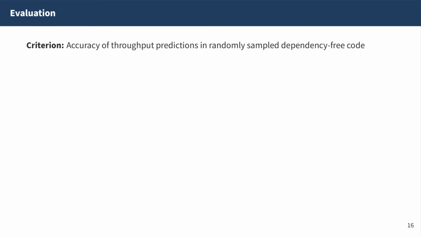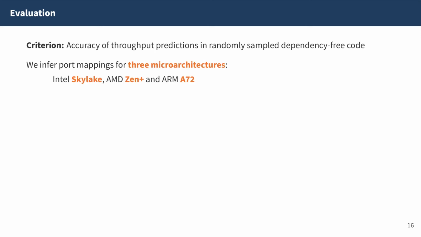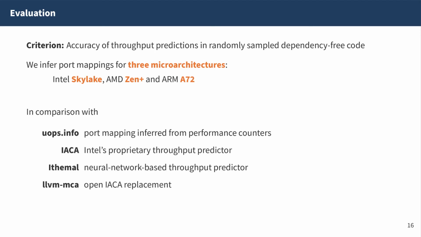To evaluate PMEvo, we use its resulting port mappings to predict the throughput of dependency-free code. We use 3 microarchitectures with 2 different instruction set architectures: Intel's Skylake and AMD's Zen Plus x86 architectures, and the A72 ARM architecture. Skylake is useful as a comparison with existing approaches, whereas automatically finding port mappings for the other 2 microarchitectures is out of scope for previous work. We compare the prediction accuracy of PMEvo's mappings to 4 other approaches.